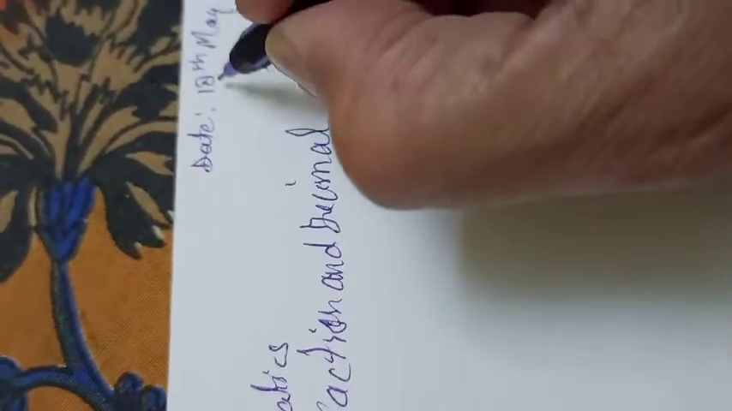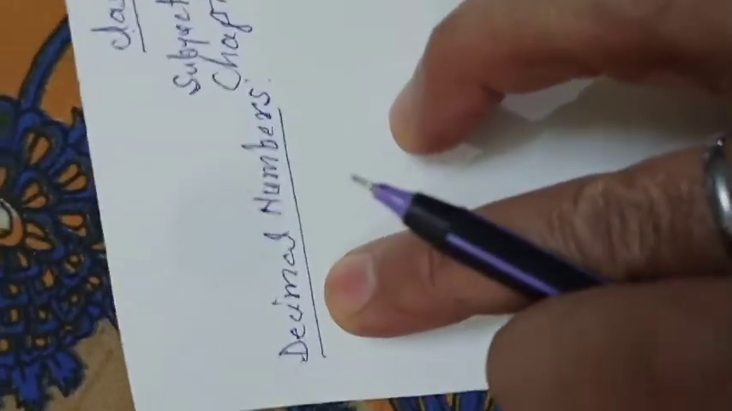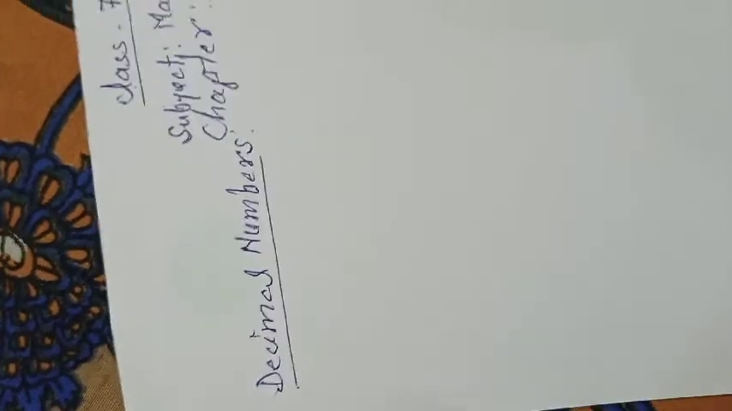Class 7, subject math, chapter 2, fraction and decimal. The date is 18th May 2020. Now we are starting the chapter on decimals.